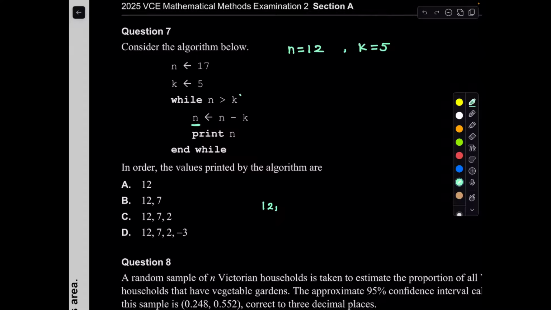Because we've got to go back and keep repeating until this condition is not met. So we've got to go back again to the top and do everything again. So is n greater than k? Absolutely. Still, that's the condition. So is 12 greater than 5? Yes, it is. So we have to go through the while loop again.